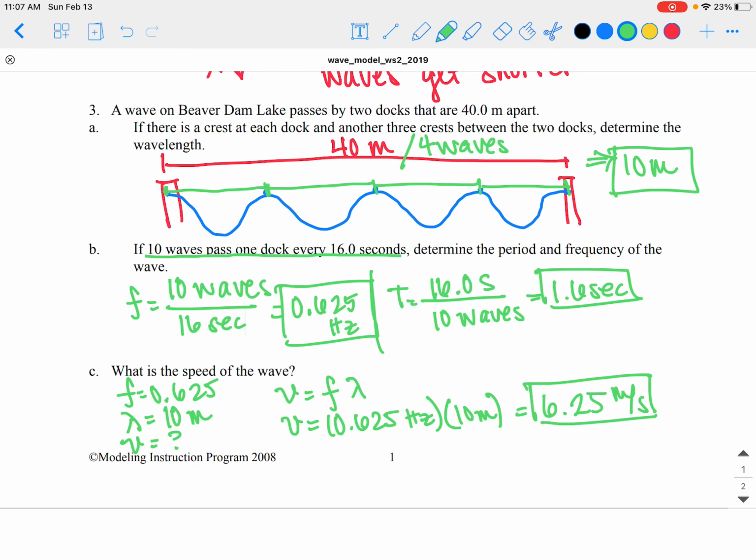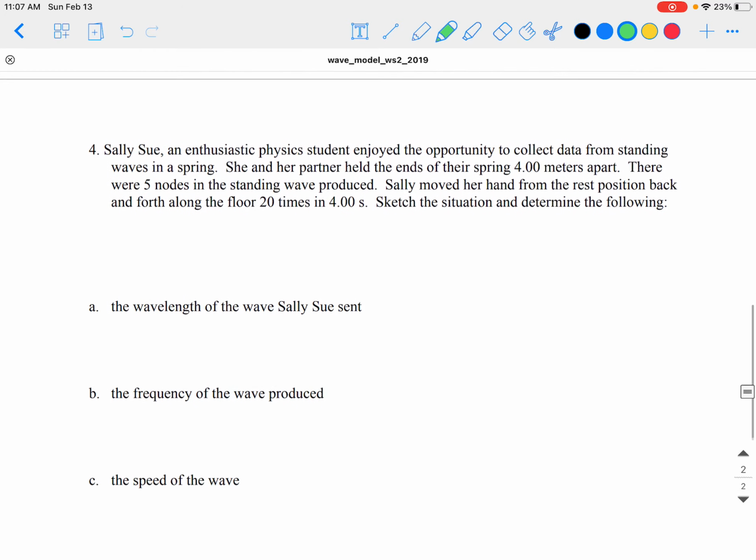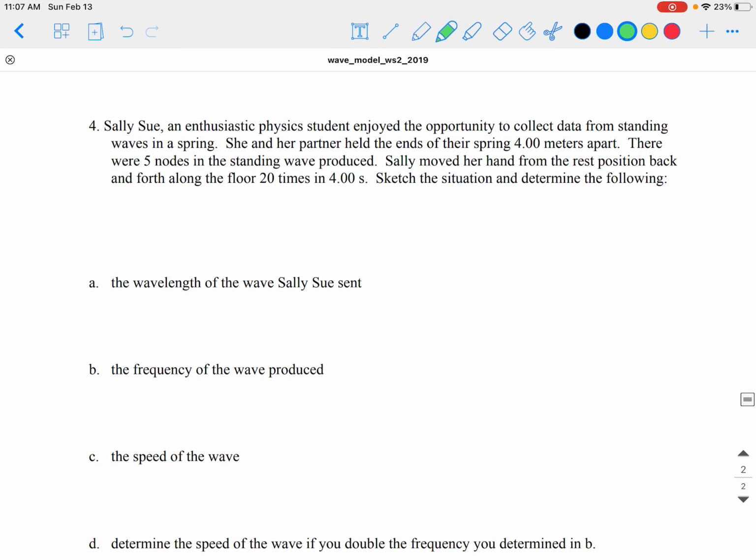All right, so the next problem is about Sally Sue, an enthusiastic physics student, who enjoyed the opportunity to collect data for our standing waves in a spring. She and her partner held the ends of their spring 4 meters apart. There were 5 nodes in the standing wave produced, and Sally moved her hand from the rest position back and forth along the floor 20 times in 4 seconds. So this is going to give us a frequency. That is going to give us the total distance. That's 4 meters apart. And we have 5 nodes. Nodes stands for no displacement.